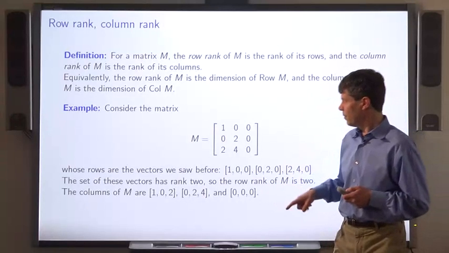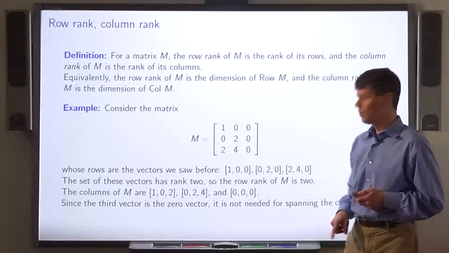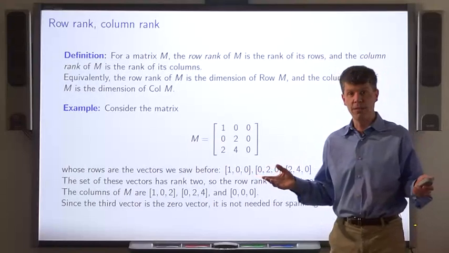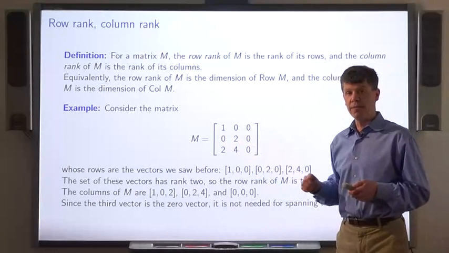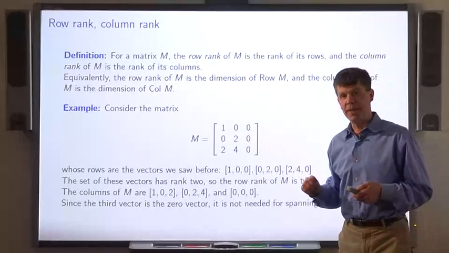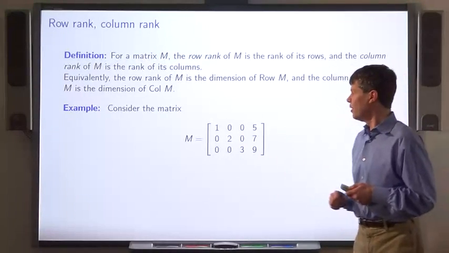Now the columns are these vectors. And one of these vectors is 0. It's clearly not needed for spanning. So again, the column rank of this matrix is also 2. Here's another example.